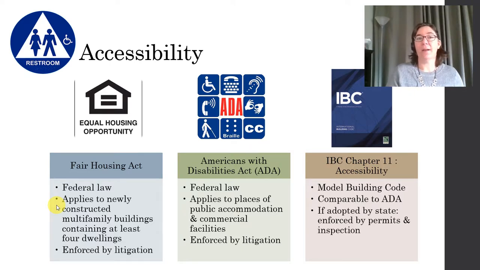I want to tag on a little talk about accessibility to our discussion of plumbing fixtures. There's a couple of different regulatory codes that govern accessibility here in the US. One is the Fair Housing Act. This is a federal law. It applies to newly constructed multifamily buildings. So we're talking condos and apartments containing at least four dwellings. So it's got to be bigger than four.